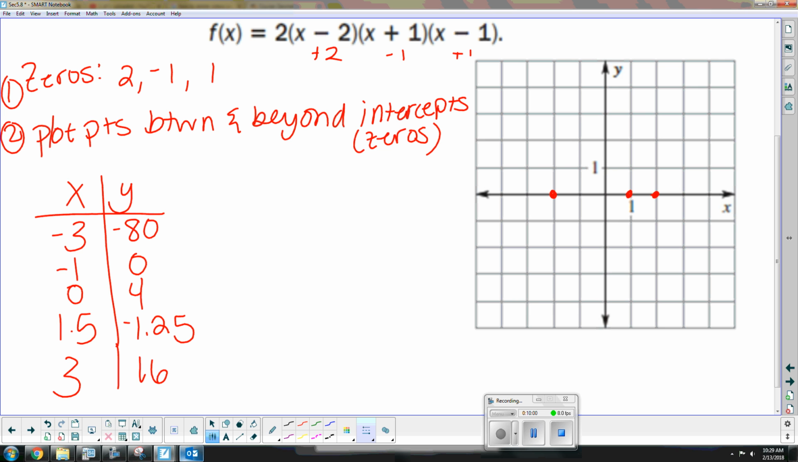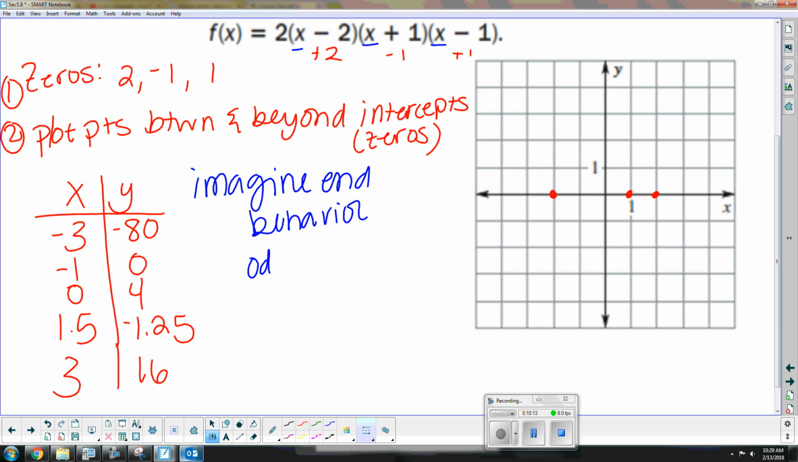And you want to also imagine end behavior. So we have 3 x's, so that's an odd degree. Our leading coefficient is positive. So it's going to look just like our last one, our end behavior. So if we plot our points, again, -3, way down there, way off the chart, -1, 0.